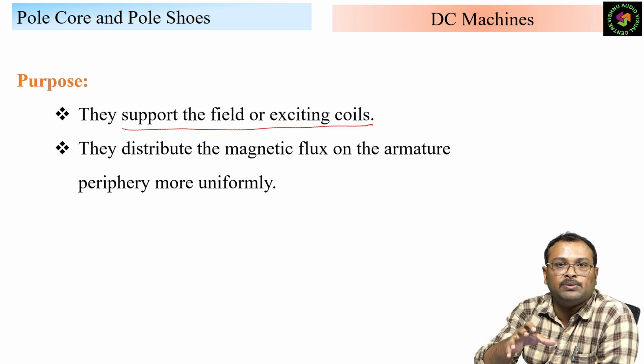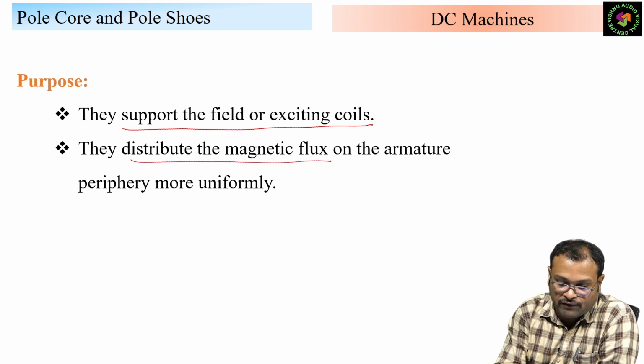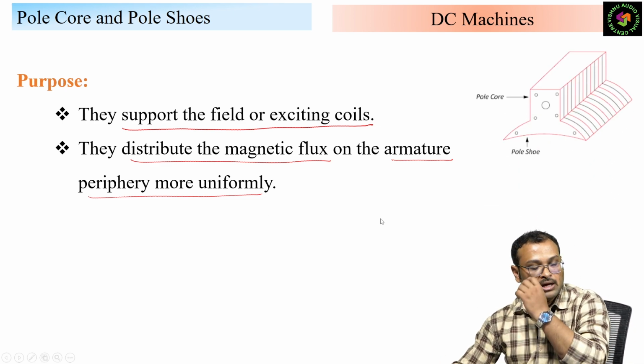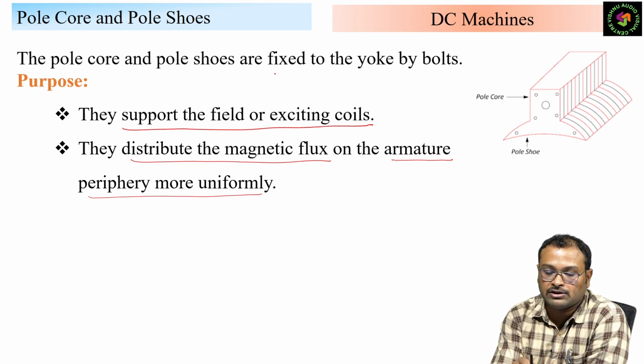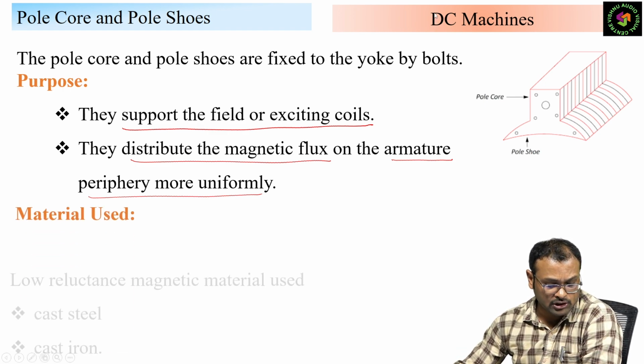So the coils have to be housed on this one to generate the magnetic flux, and then it will distribute the magnetic flux in the armature periphery more uniformly. So what is the meaning of this? We will see. The pole core and pole shoes are fixed to the yoke by bolts. What is the meaning of it? We will see.